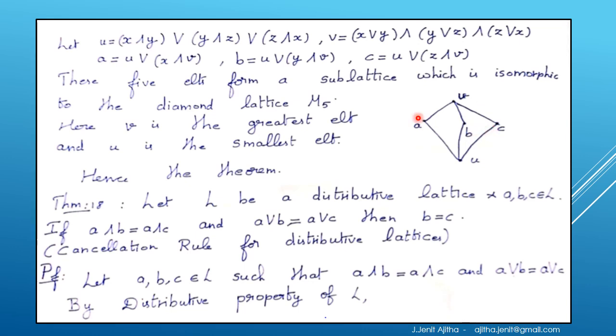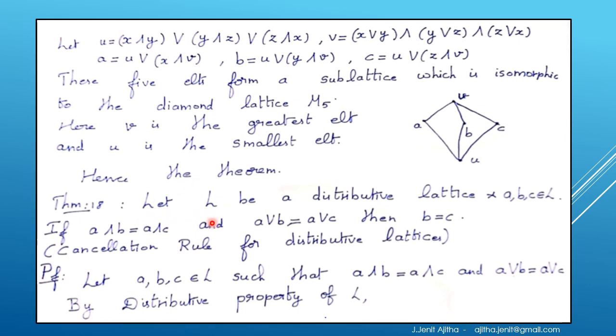So the Hasse diagram of these five elements looks like this. The lowest element is u, and the greatest element is v, and the middle elements are a, b and c. So these five elements form a sublattice that is isomorphic to the diamond lattice M5. Hence we have proved the necessary and sufficient condition for a modular lattice to be distributive.